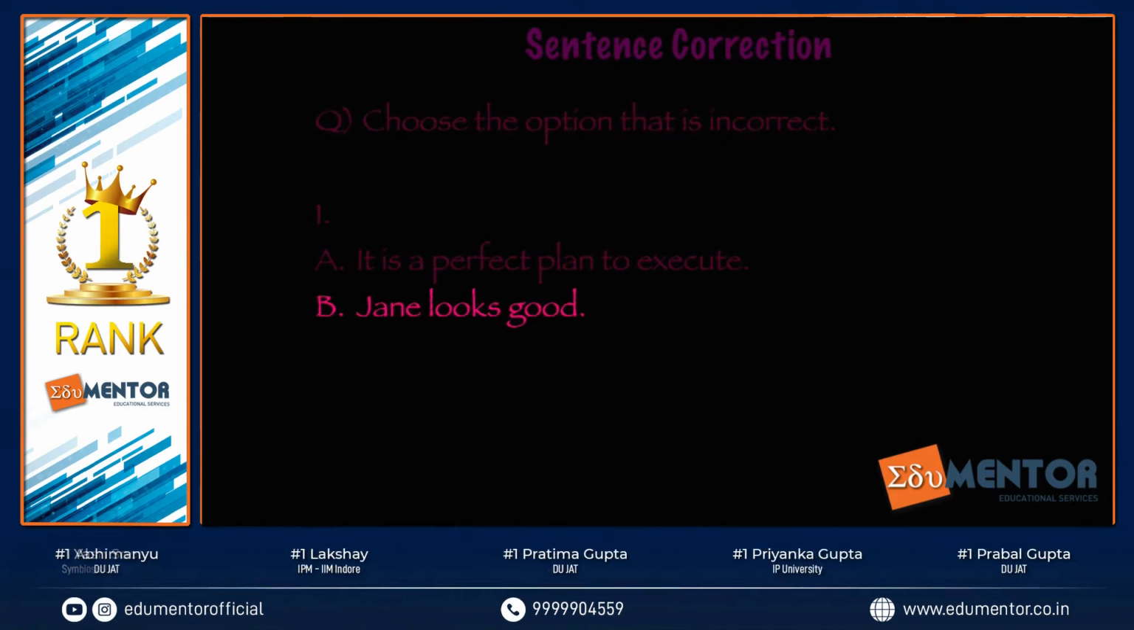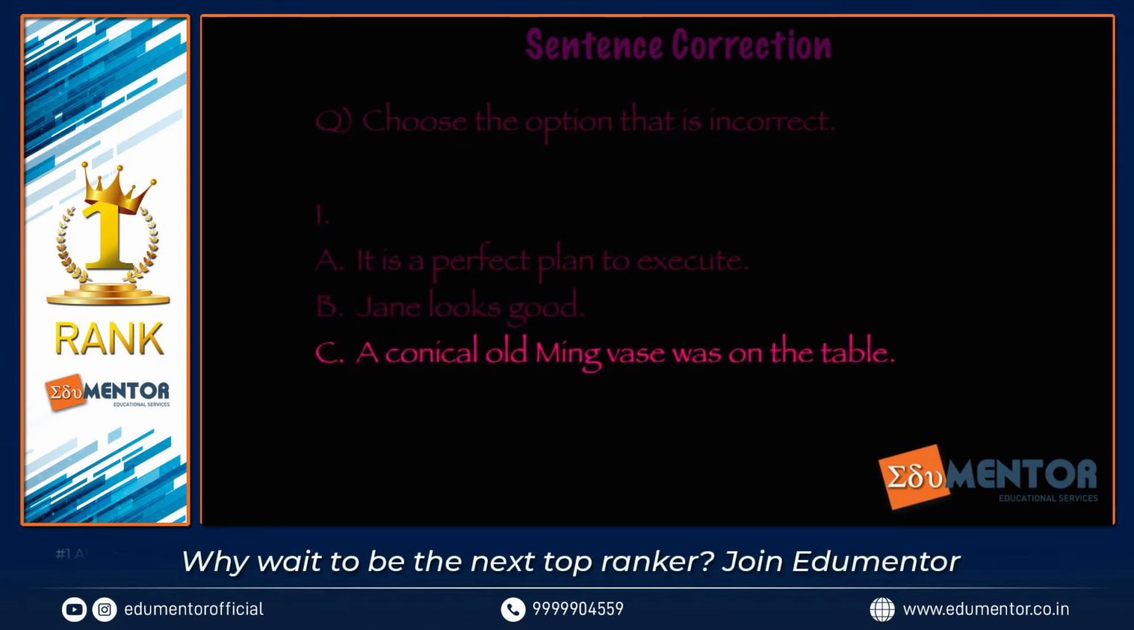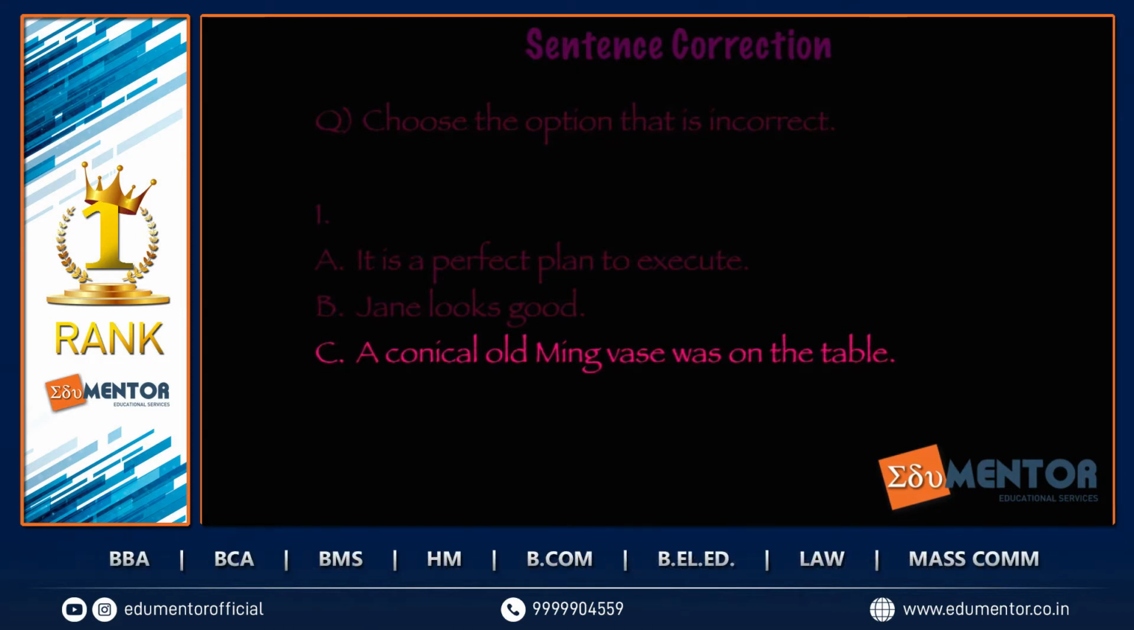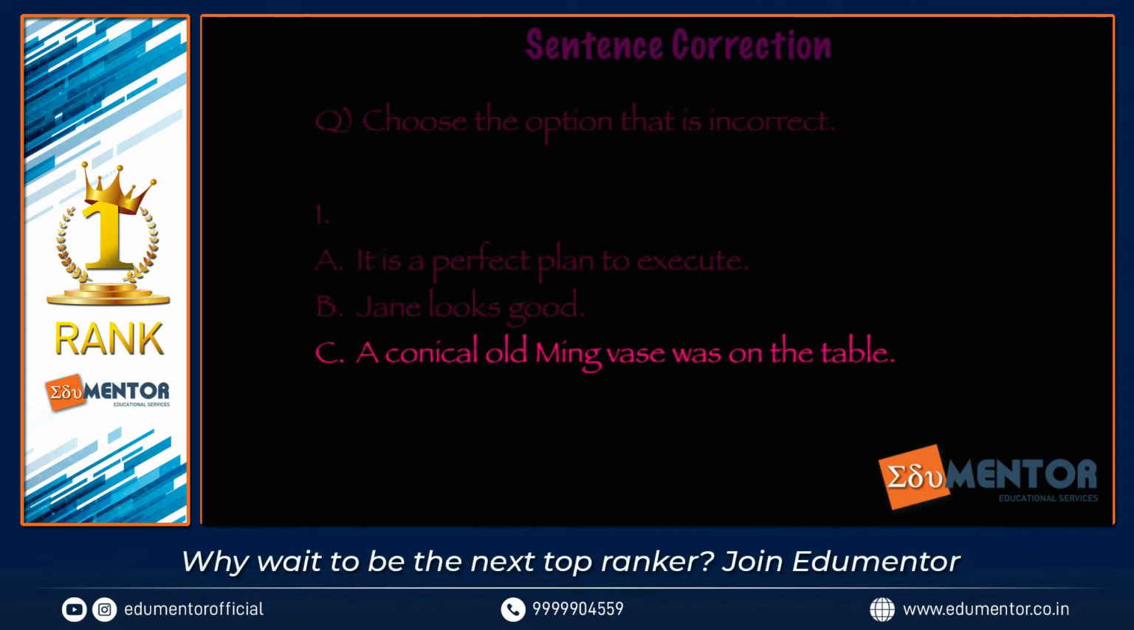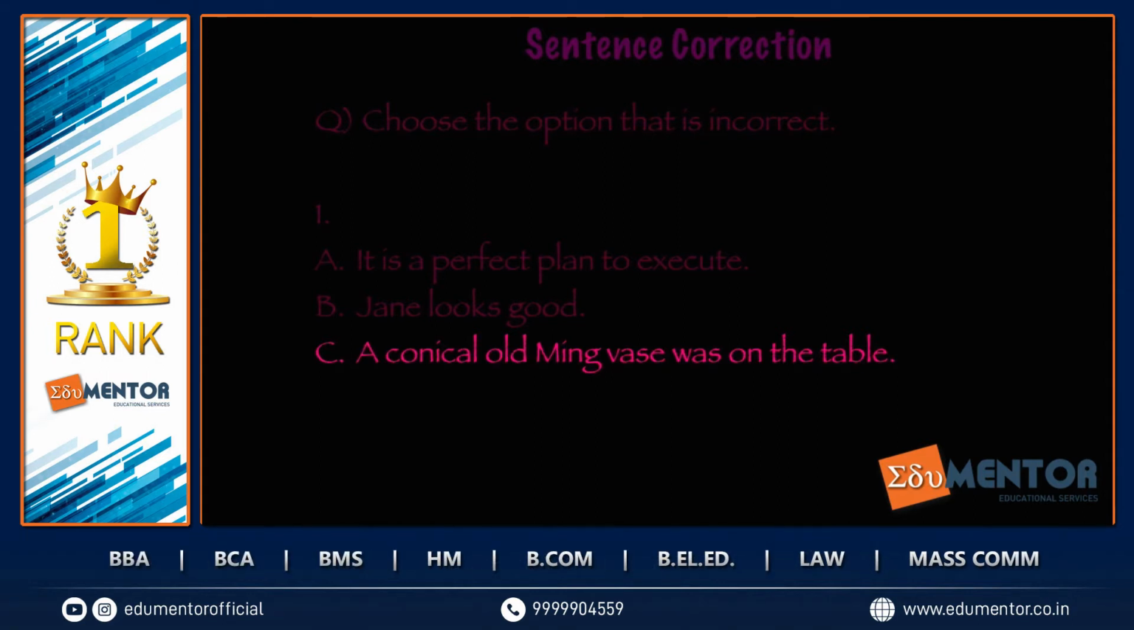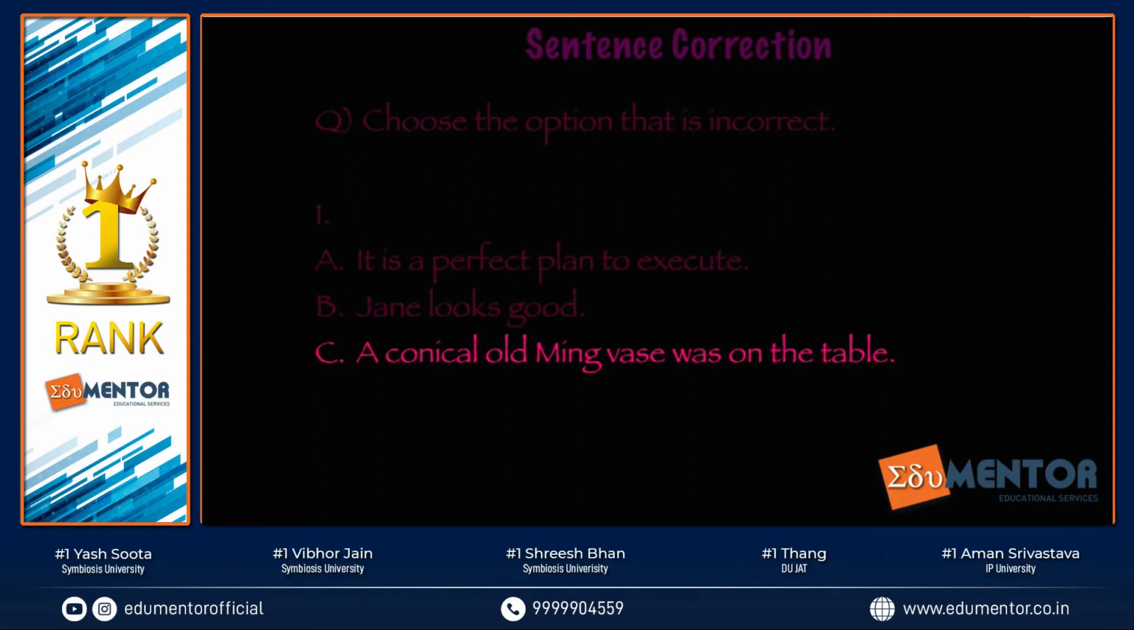Look at the third one. A conical old Ming vase was on the table. Now Ming was a dynasty that existed in China. Now there is a little error in this statement. So basically, whenever you are describing one particular person or thing using various adjectives, you list those adjectives down in a particular set and defined order. And in case you do not follow that order, then it goes wrong grammatically. So I'll let you know the exact order just now. Make sure you note it down.